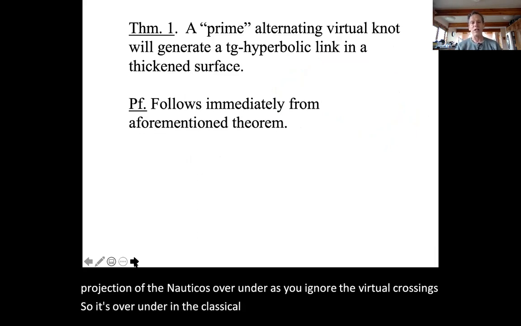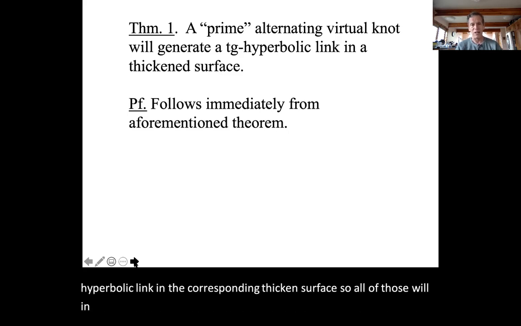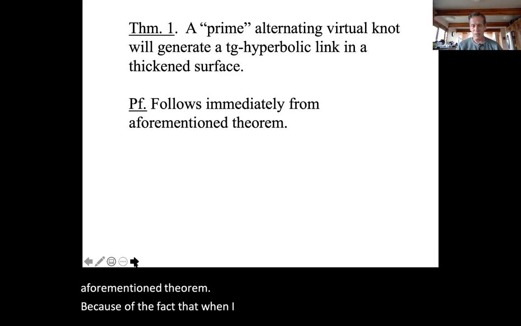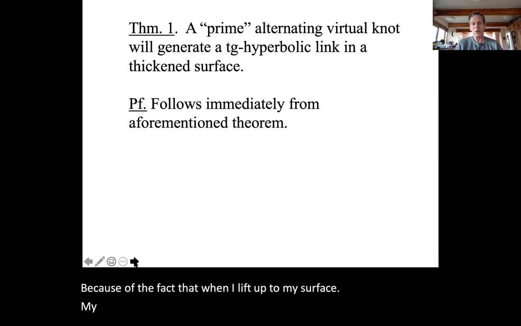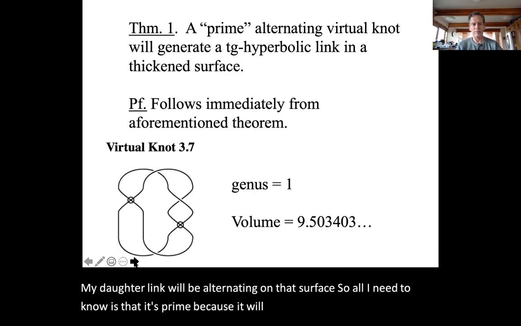That will generate a TG hyperbolic link in the corresponding thickened surface. So all of those will, in fact, be TG hyperbolic. And it follows immediately from the aforementioned theorem because when I lift up to my surface, my knot or link will be alternating on that surface. So all I need to know is that it's prime because it will be fully alternating on that surface.